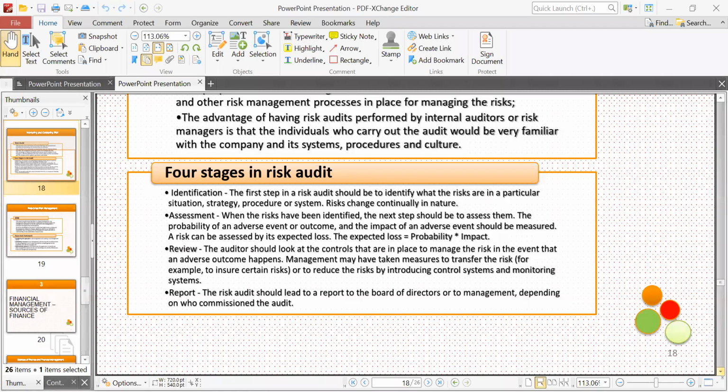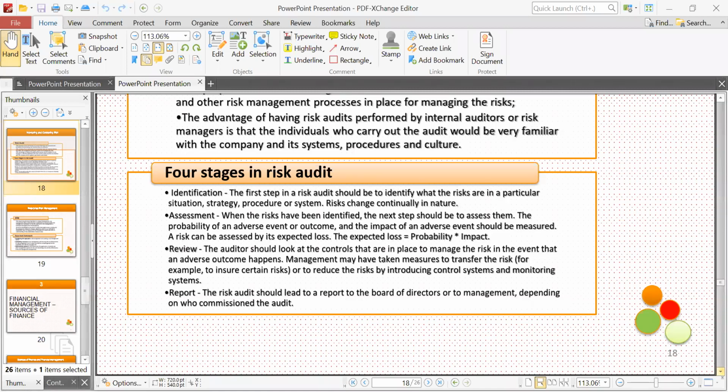You need to assess the risk. Now, when we say assess the risk, what do we mean? You assess the risk on 2 fronts. You assess the risk probability and you assess the risk impact. That's what we mean by assessment of risk. That's what we do.